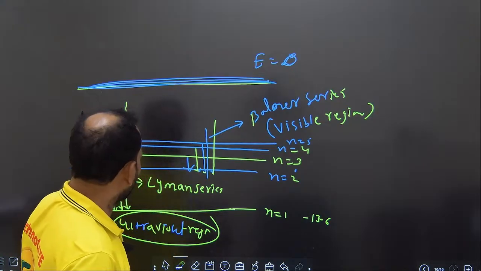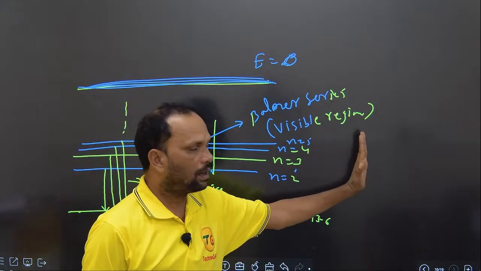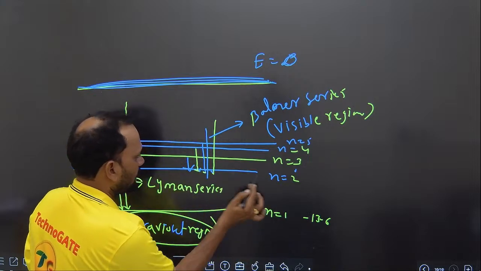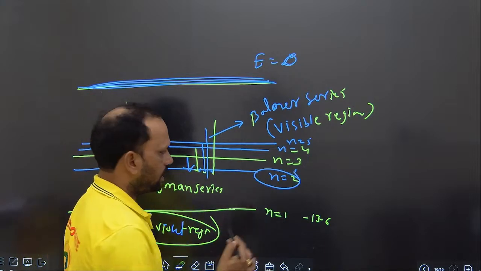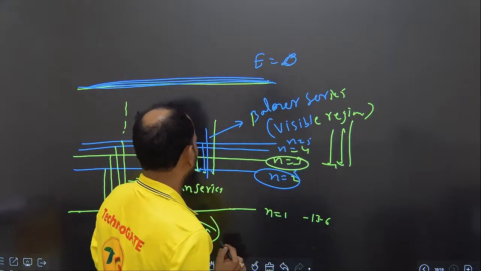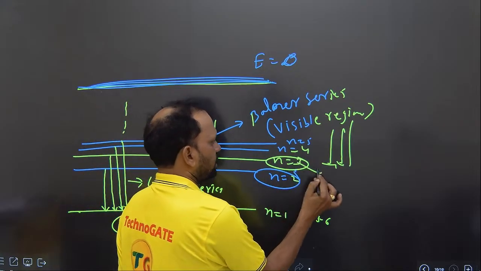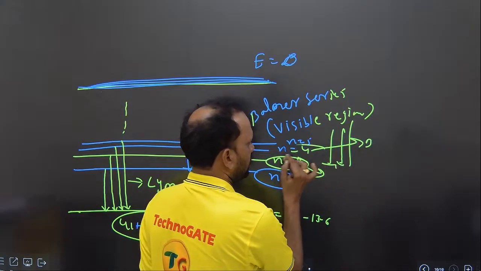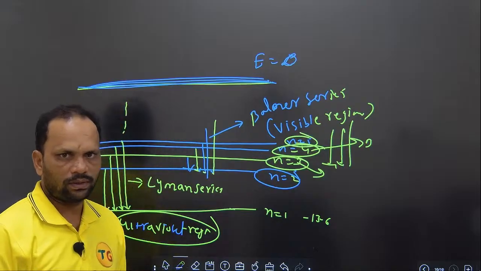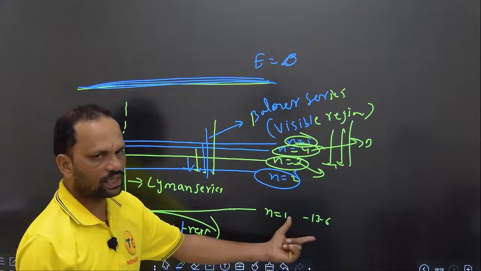Like this, Lyman, here Balmer, next Paschen, next Brackett, next the fifth one, Pfund. For Balmer, the lower energy level is 2. Next is Paschen, where the lower energy level is 3. For Brackett, the lower energy level is 4. For Pfund, n is equal to 5.